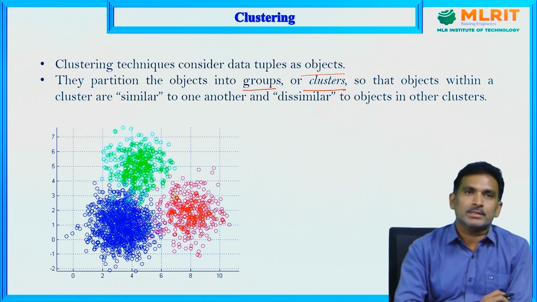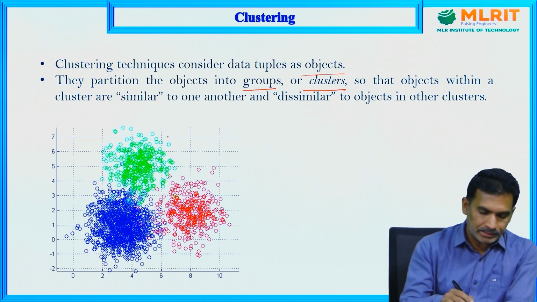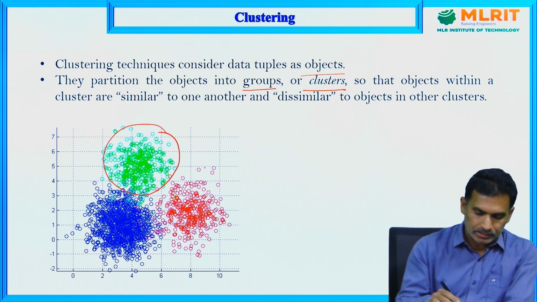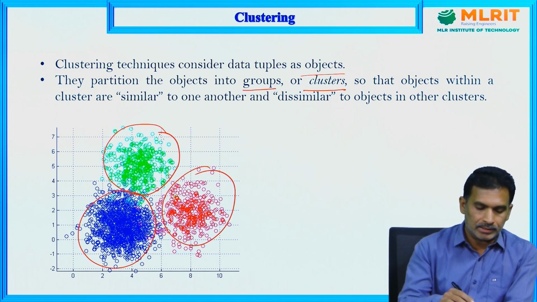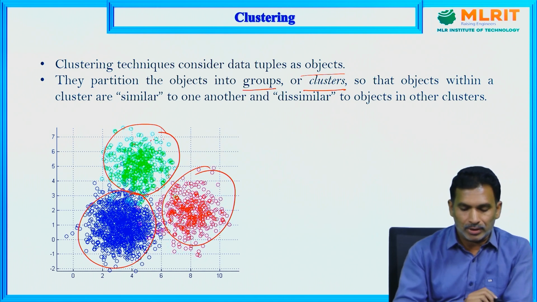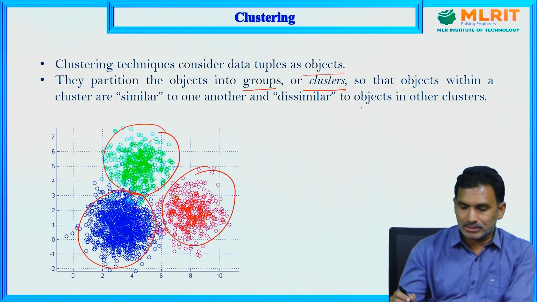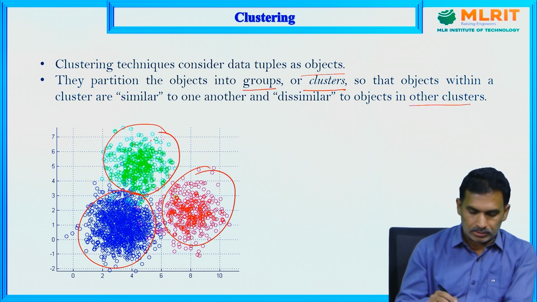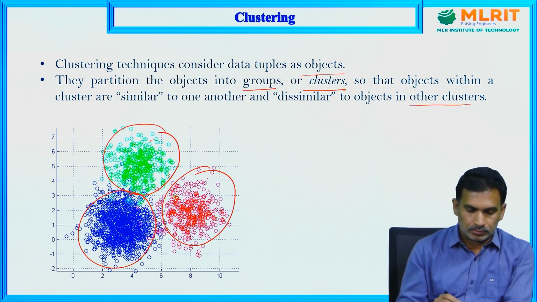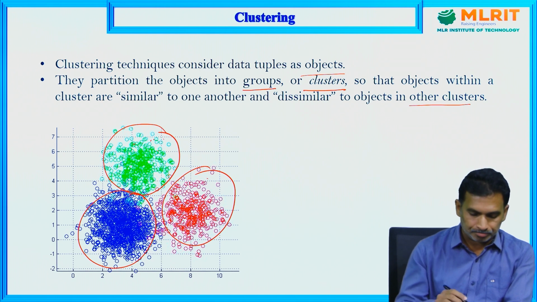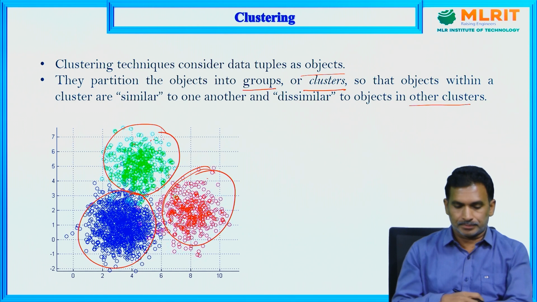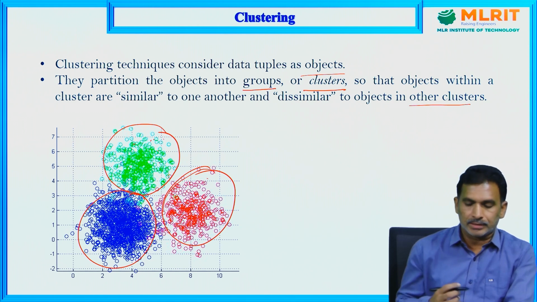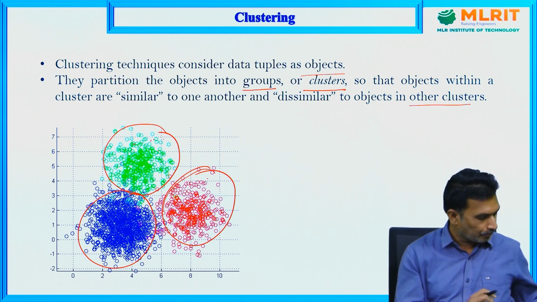Let us say this is one cluster and this is another cluster, like this. These are all the different objects within the cluster. The objects within a cluster are similar to one another, and the objects in another cluster are dissimilar to this one. So within this cluster, objects are more similar, whereas from one cluster to another cluster, the object similarity is very low.